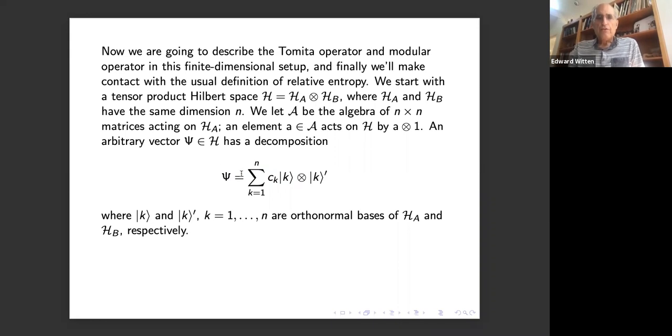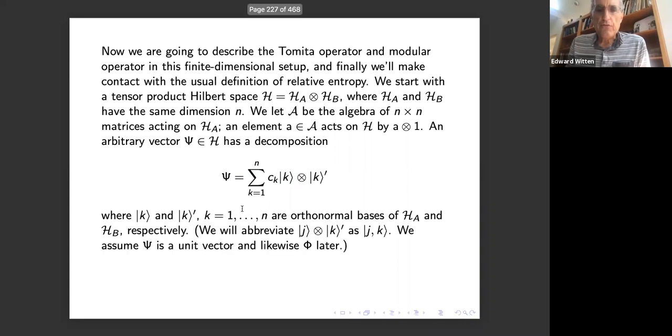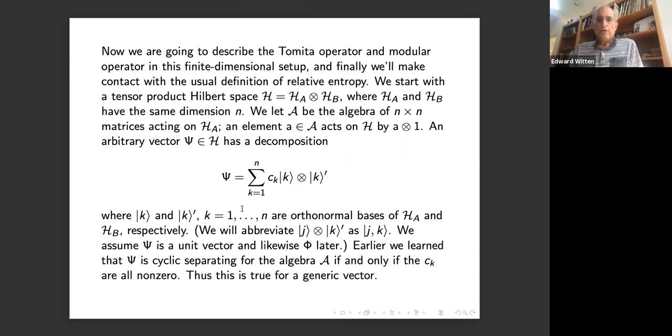Then psi is such a decomposition where the vectors k in the first space and k prime in the second space are orthonormal bases of the two Hilbert spaces. A generic vector has non-zero ck's. So psi is cyclic separating if and only if the ck's are all non-zero. That's true for a generic vector, and we'll proceed assuming psi is generic for the moment. I also will abbreviate the state which is j in the first Hilbert space times k prime in the second. That's just j comma k.